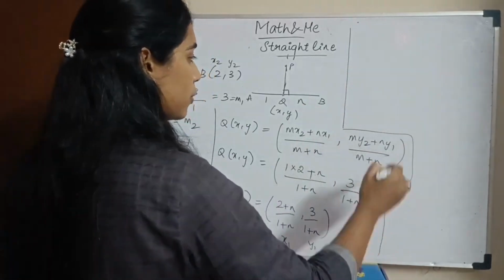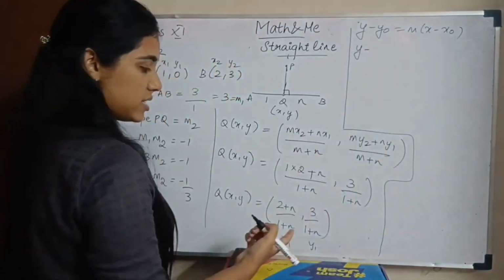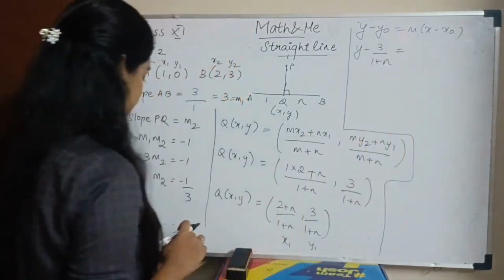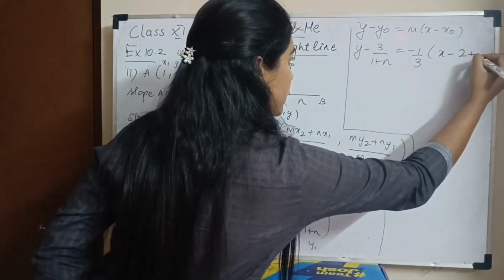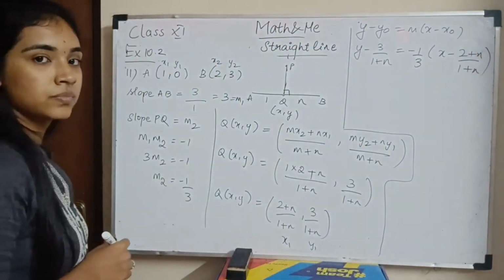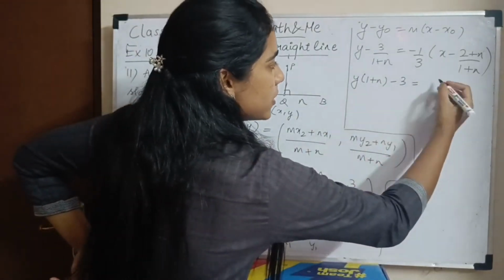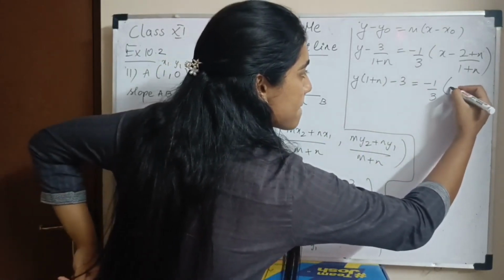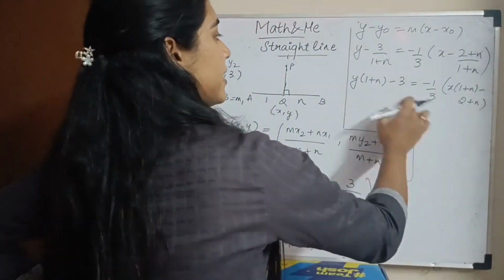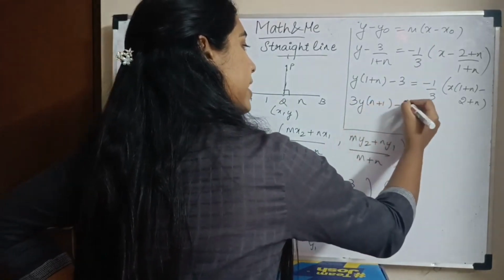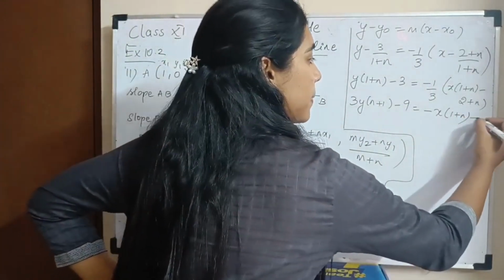Now the equation will be using the point slope form, m times x minus x naught. Y minus 3 by 1 plus n equals m times x minus x naught. X minus 2 plus n divided by 1 plus n. Okay, I am going to take the LCM. So here y times 1 plus n minus 3 equals minus 1 by 3 times x times 1 plus n minus 2 plus n. Multiplying both sides by 3, I get 3y times n plus 1 minus 9 equals minus, multiplying the minus inside, I have minus x times 1 plus n plus 2 plus n.